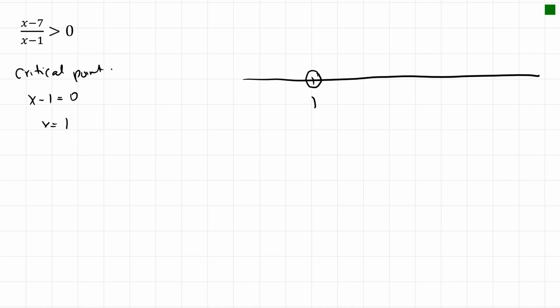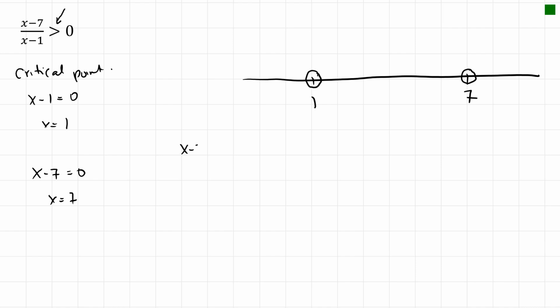And the other one is when the numerator is 0, so x minus 7 equals 0, so x equals 7. And there's my 7. This one is also a hollow dot. We know it doesn't include equal to 0 because there's no equal sign in that inequality. Now, instead of testing points, I'm going to just keep track of what's happening in each of these areas.